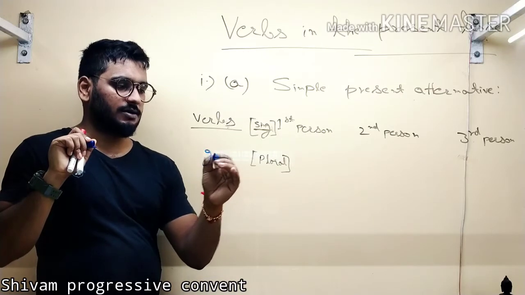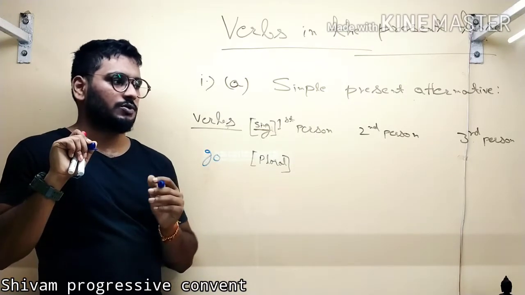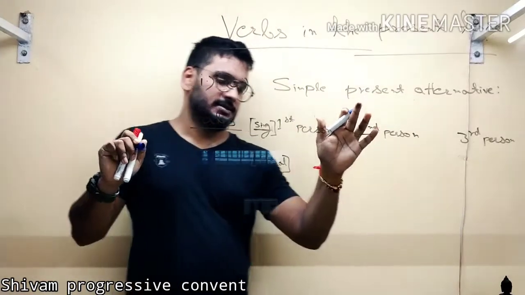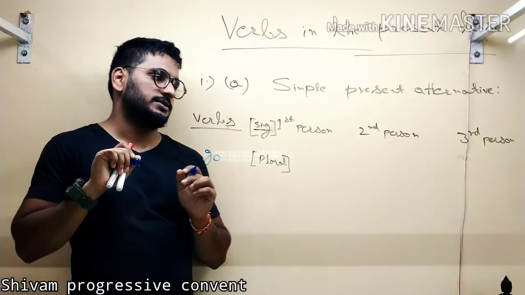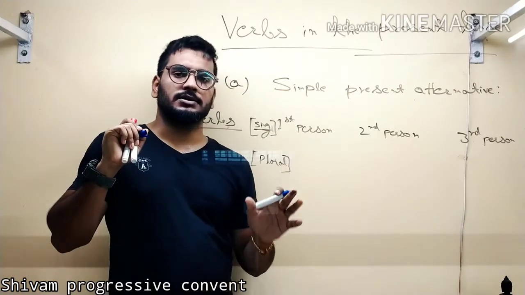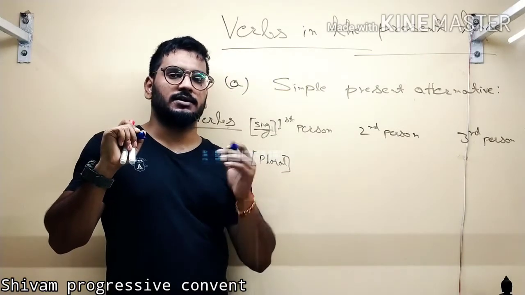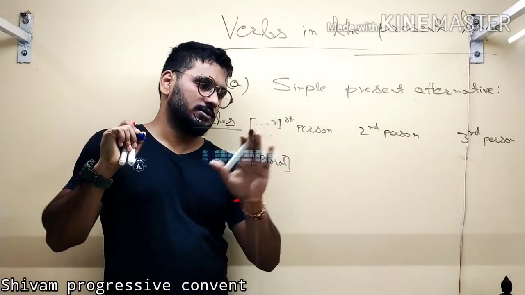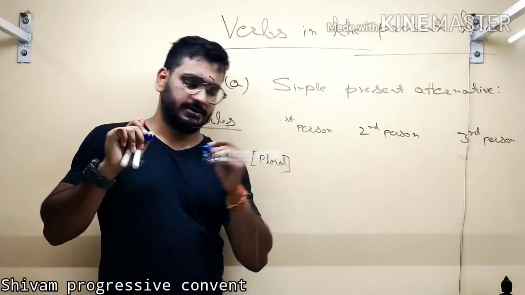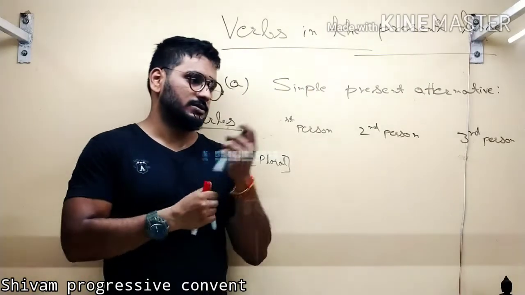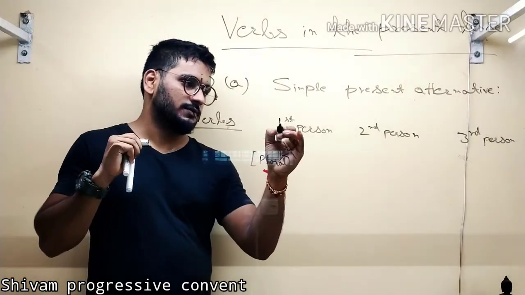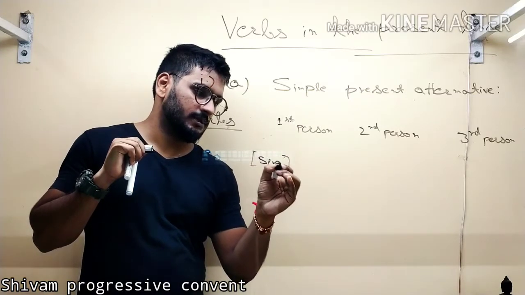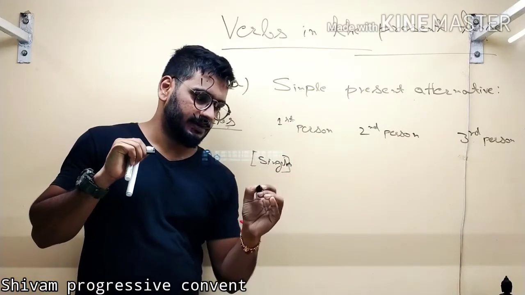Okay, a simple verb like go. So in first person of simple present tense, what kind of example can you write? First person means the person who speaks, like I or we. So it's just a little change here. Write first person, and then here singular, and then plural.